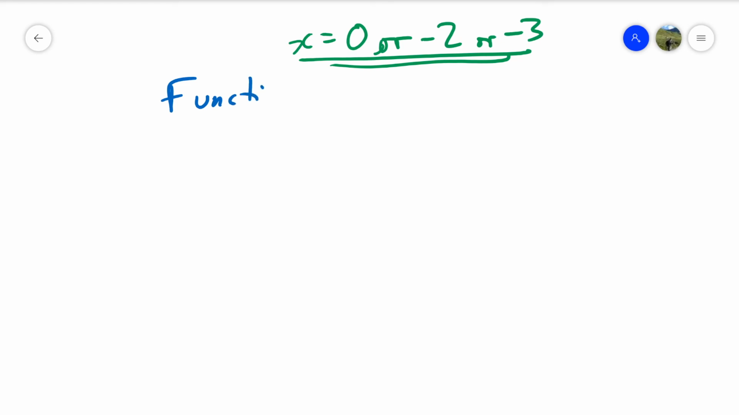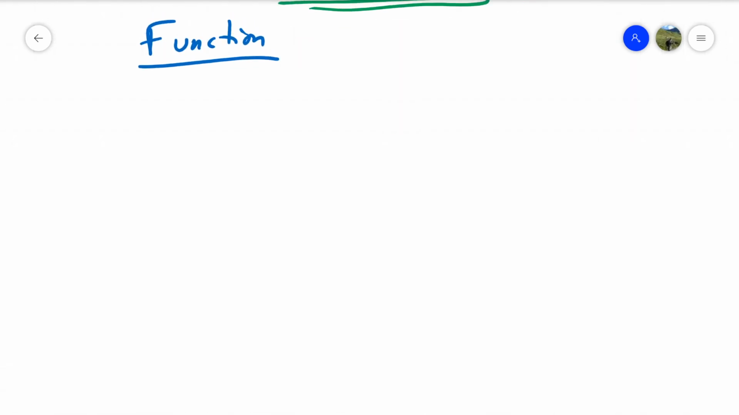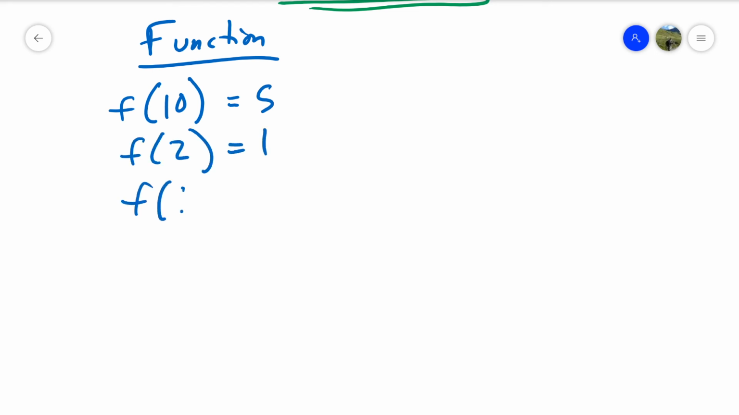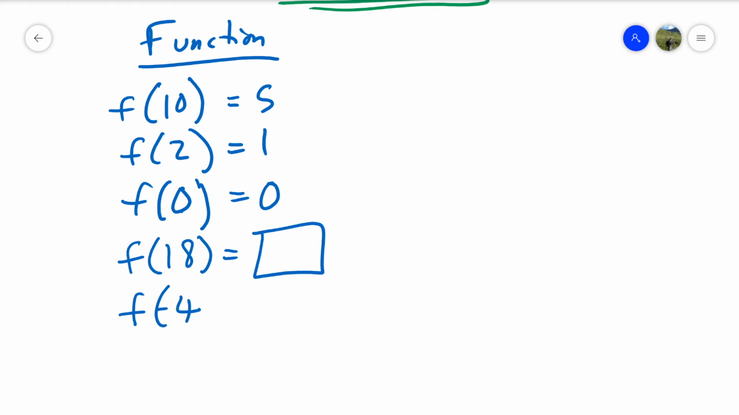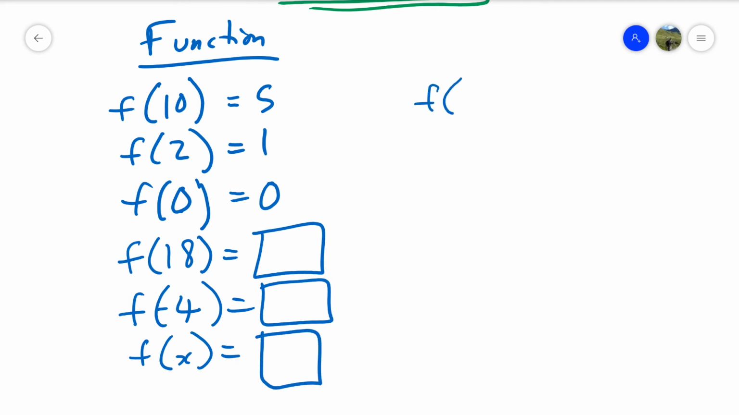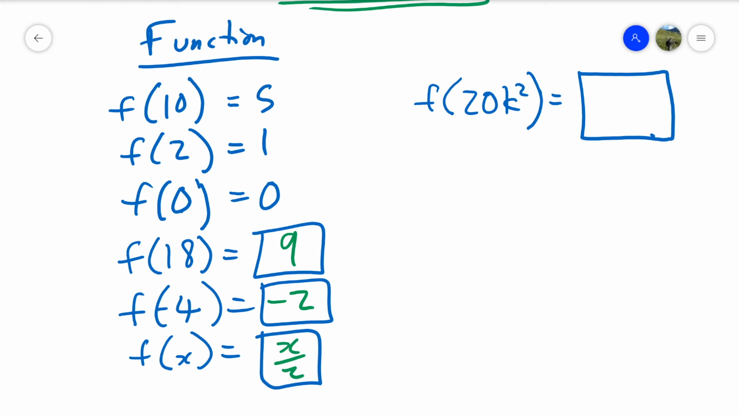Here's a function question. Again, I'm not really going to write a question, I'm just going to give a bunch of facts and you can just kind of fill in the blank. That's it. Have a go in your own time. Okay, answers are 9 minus 2, x over 2, 10k squared.